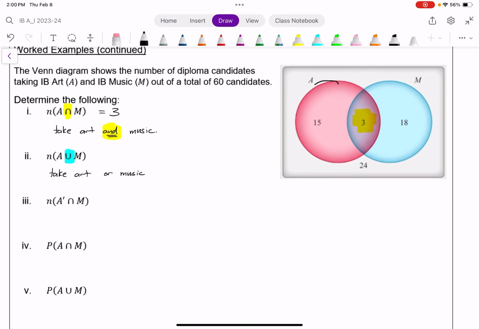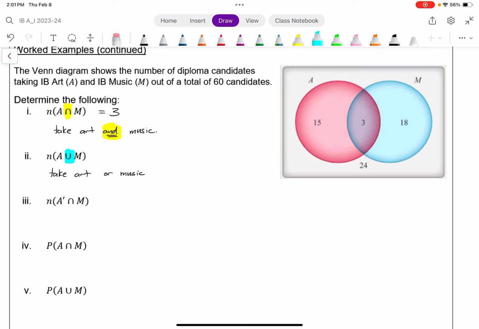Which means everything inside here, all these students here are taking art or music. That includes this group of 3 that are taking both. That's okay. This union just means all of that together. So you don't exclude these because they're taking both. We also don't count them twice.